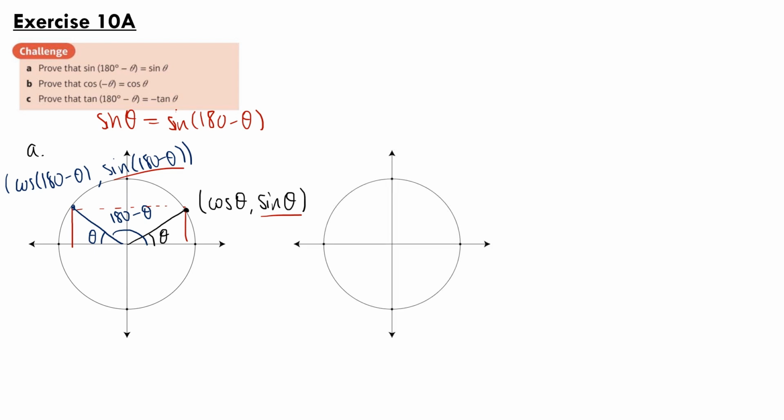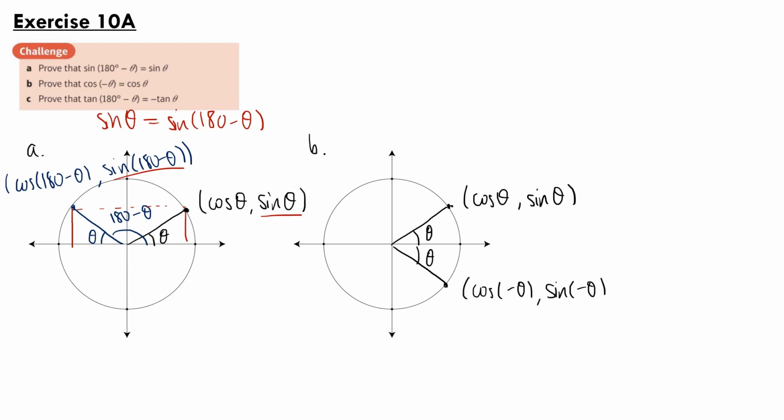Now for part B, prove that cos of minus theta is equal to cos of theta. So again, if we look at the line here with angle theta, this will have coordinates cos theta, sine theta again. And this time we're looking at minus theta, which would be underneath the x-axis here, where this angle is also theta. And so we can say this point has coordinates cos of minus theta and sine of minus theta.